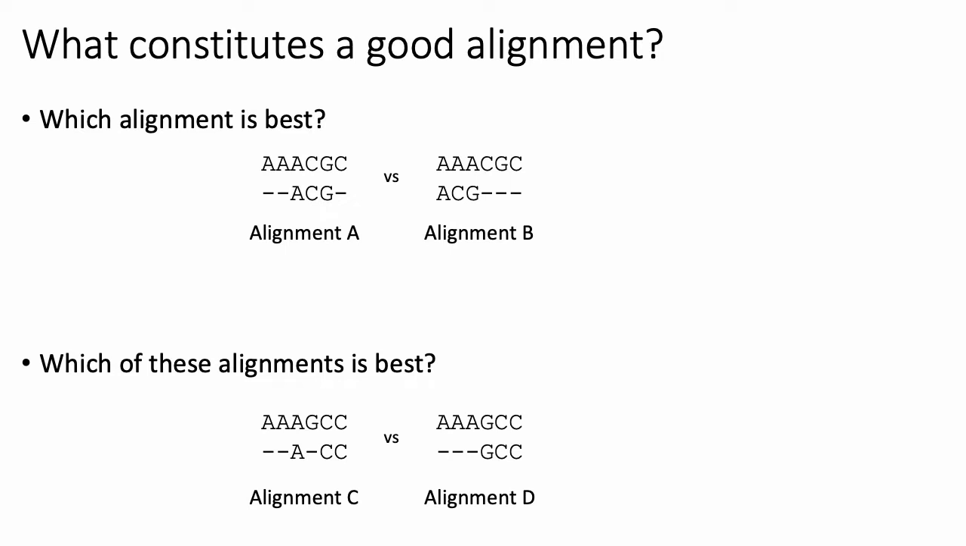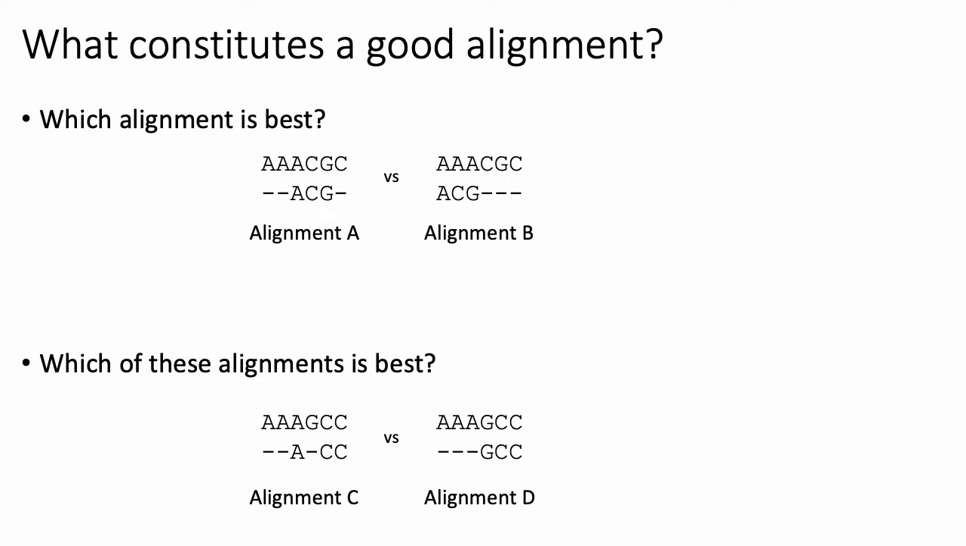But if you look at the second example, comparing alignment C and D, it's a little bit more complicated to figure out which alignment is the best, because in both cases you have 3 matches between the 2 sequences. But if you look more carefully at alignment C, you can see that there's a gap implied between the A and the CC in the bottom sequence, whereas in alignment D, you don't have any gaps that are interior to the bottom sequence.